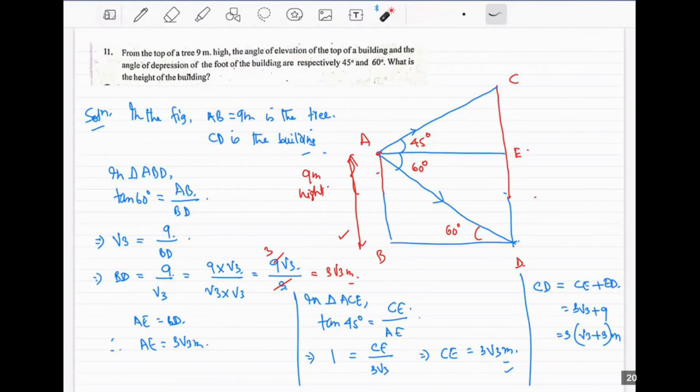Sir, how is AE equal to BD? Look, this is a triangle. No, sorry. This is a rectangle.